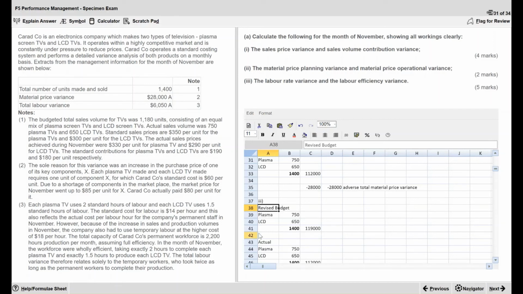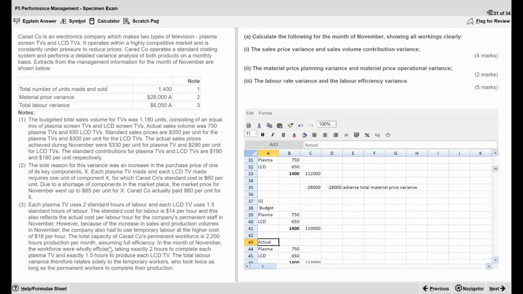price variance, labor price variance. So we have the TVs that we could use, and we write here budget and actual. Okay, so each TV uses standard 2 hours. Remember, we need standard usage and actual usage, because when we are calculating price, we look at actual labor hours, not budgeted.